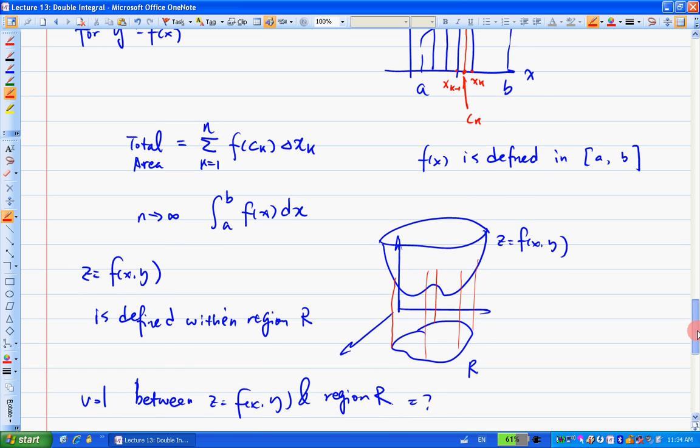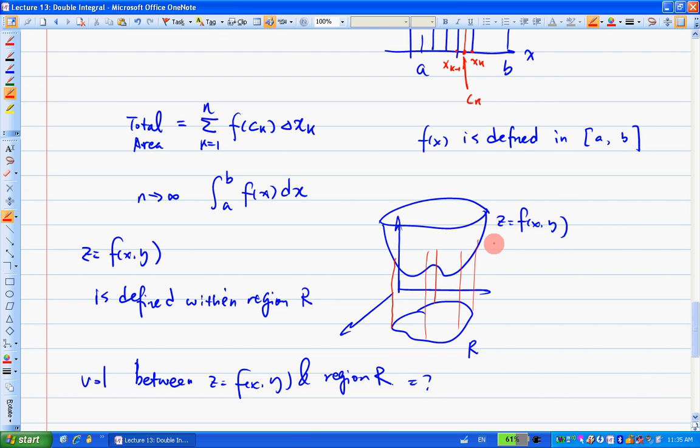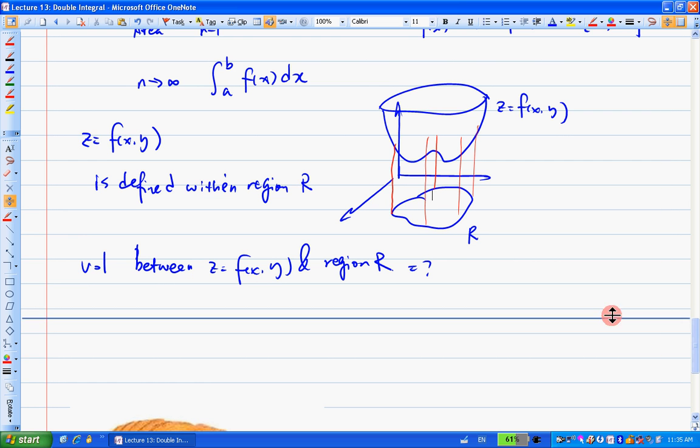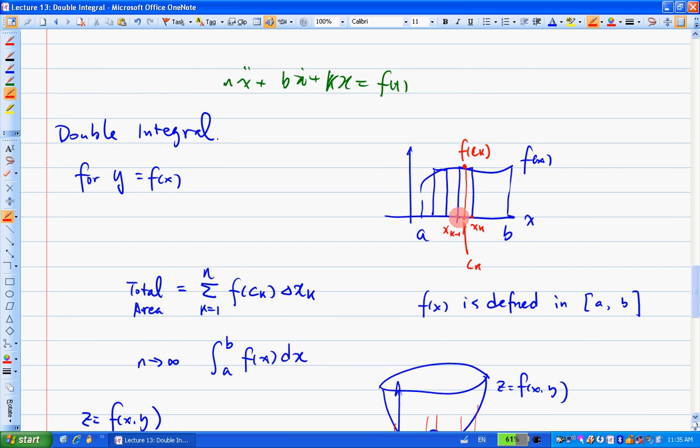If you compare with the function of a single variable, it's the same idea. The function f(x) is on top of the interval from a to b, and we're trying to find the area below f(x). And this function is on top of region R, and we're trying to find the volume below this function f. So how do I find the volume of this thing? In the previous case, you pick points inside a and b, and you use rectangles to approximate the area.